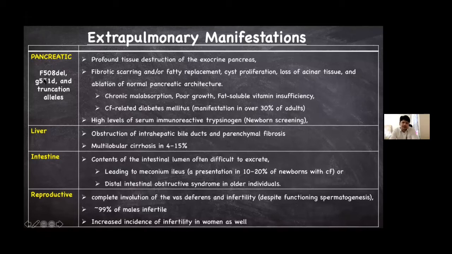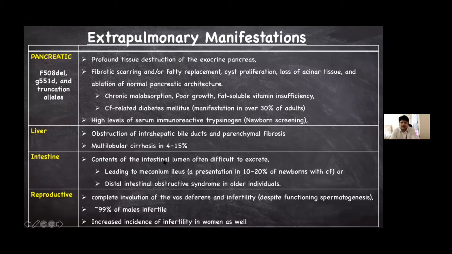In clinical practice, I will never ever try to remember this, but at least in MCQ practice, you should know. Liver problem: it can cause obstruction of the intrahepatic bile duct and parenchymal fibrosis, and there can be multilobular cirrhosis in 4 to 15% of patients. So early age cirrhosis, one of the causes is cystic fibrosis. In intestine also, wherever there is epithelium, cystic fibrosis is going to affect. That's a common thing to remember.